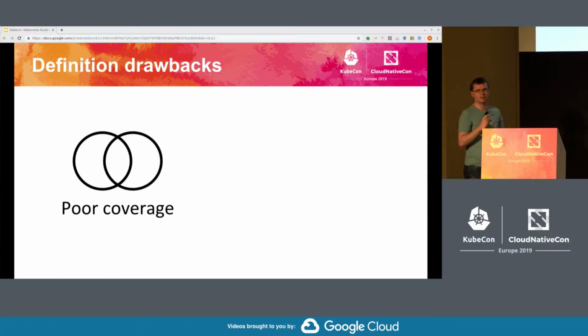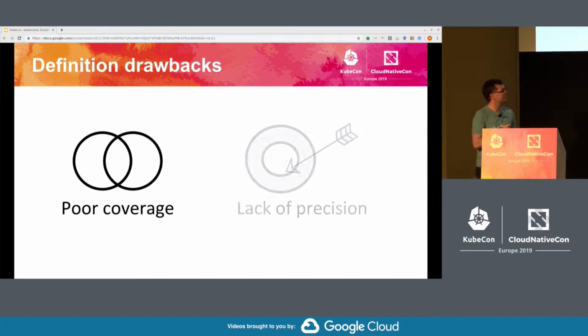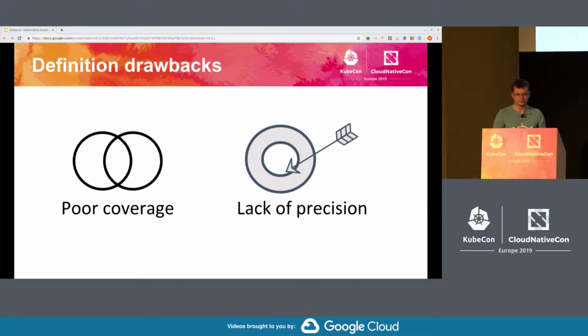But there is also another problem, which in my opinion is actually at least as important, maybe even more important, which is lack of precision. So let's take a look, as an example, at the API responsiveness. How do we aggregate different types of API calls? Over what time period are we aggregating?